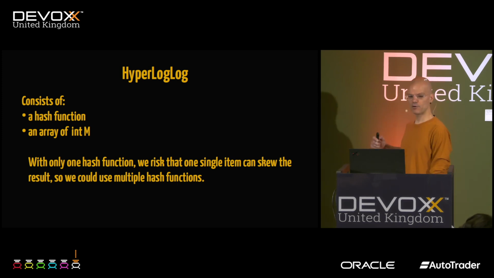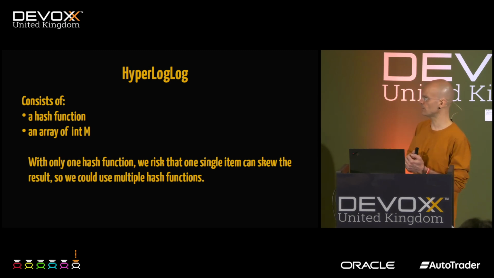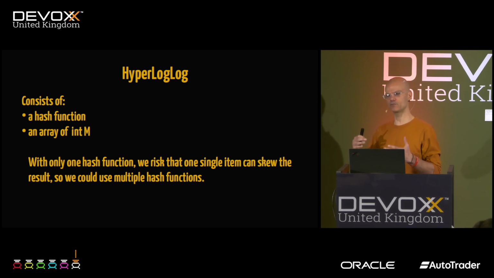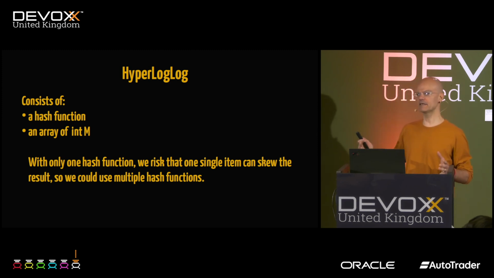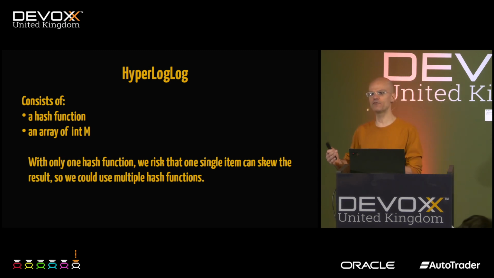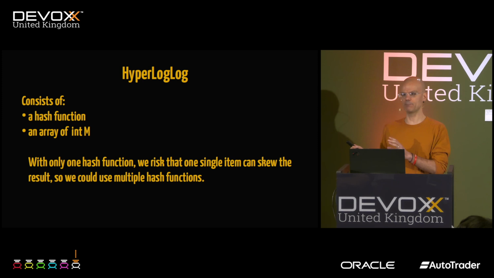So, the HyperLogLog data structure consists of a hash function and an array of integers that we call M. With only one hash function, we risk that one single item can skew the result. So we use multiple hash functions. For example, let's say that we use only one function and we insert some elements, and then we insert an item which is hashed to a very low value, say 2 or 3 as a number. That has a lot of leading zeros, so that will skew the correctness completely.